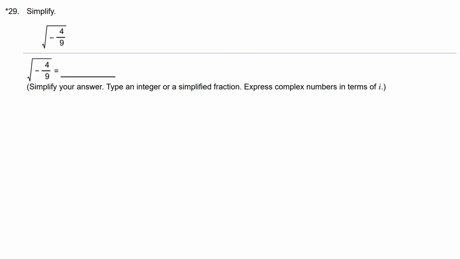Number 29, we have a square root. This one isn't too bad because we can square root the top, and again, I'm ignoring the negative for a second, and square root the bottom. And then we also have to square root negative 1. If I do all those pieces, what I'm going to end up with is i times 2 over 3. Or you might rather have this as 2/3 i.